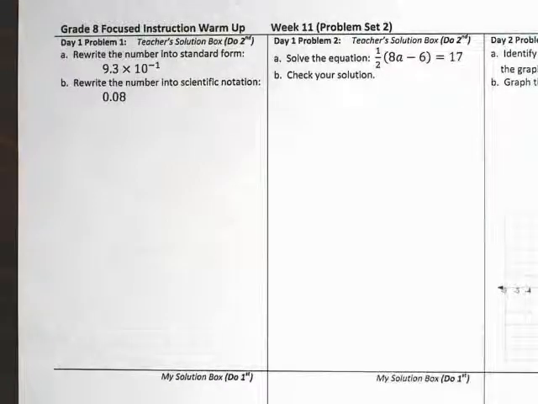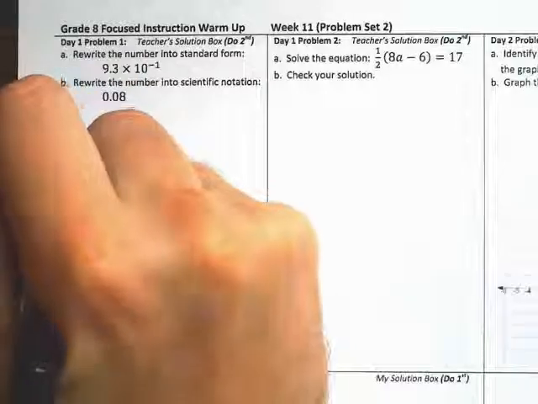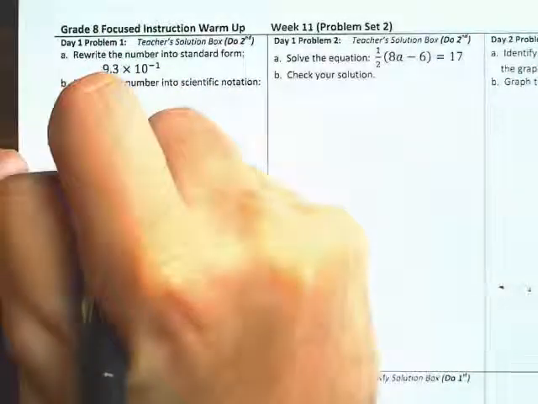Day 1, Problem 1. Part A. Rewrite the number into standard form. 9.3 times 10 to the negative 1 power. Let's start by writing that down.